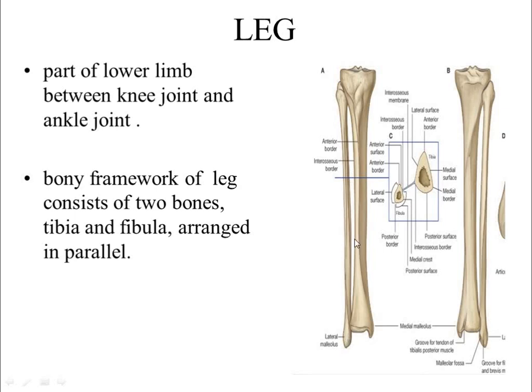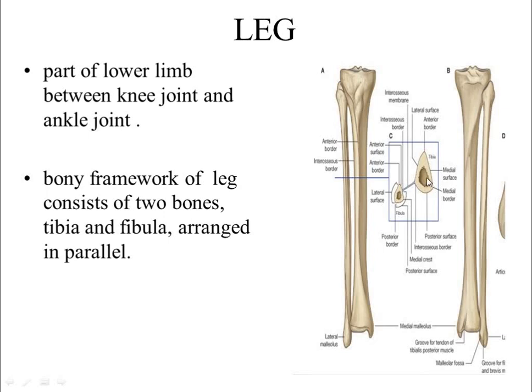As far as the borders of the fibula are concerned, again it has an anterior border, and a border between the anterior border and the medial border, that is, the interosseous border. The medial border of the fibula is the interosseous border, which gives attachment to the interosseous membrane. Then there is a posterior border and a posterior surface of the fibula.